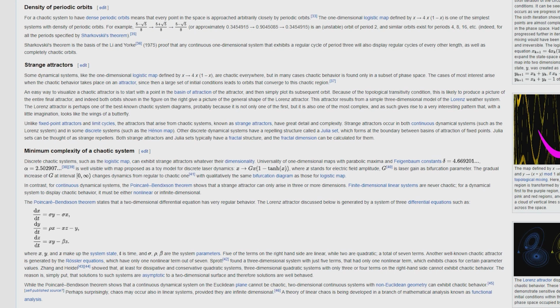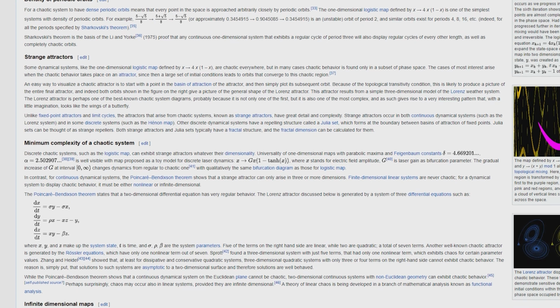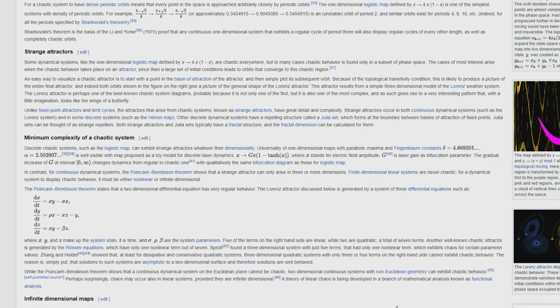An easy way to visualize a chaotic attractor is to start with a point in the basin of attraction of the attractor, and then simply plot its subsequent orbit. Because of the topological transitivity condition, this is likely to produce a picture of the entire final attractor, and indeed both orbits shown in the figure on the right give a picture of the general shape of the Lorenz attractor. This attractor results from a simple three-dimensional model of the Lorenz weather system.